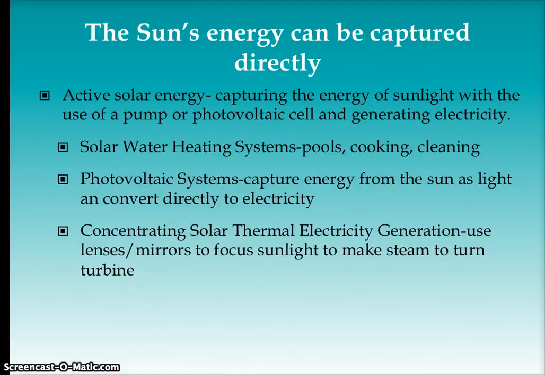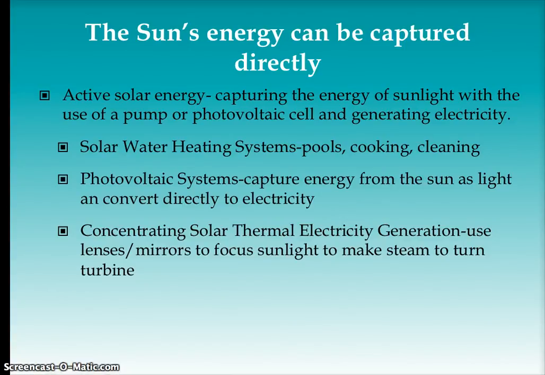Now switching to active solar energy technologies, we can actively capture the sun's energy, and we've got a couple of different systems here that we're going to talk about. But first, active solar energy in general is capturing the energy of the sunlight with the use of either a pump or a photovoltaic cell and generating electricity. So first we'll look at a solar heating pump, and I've got a picture on the next slide to show you of that. Then we'll talk about photovoltaic systems, and again I've got a picture of that. And then lastly we'll talk about concentrating solar thermal electricity generation.